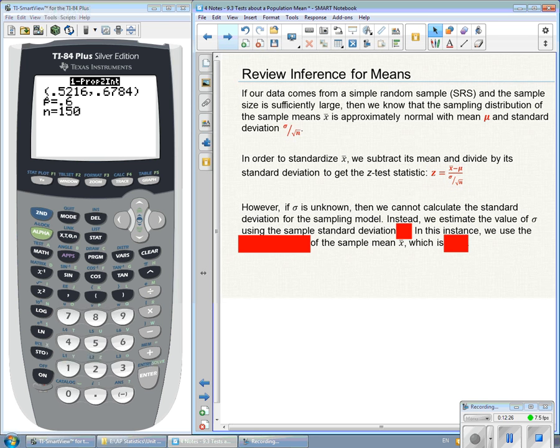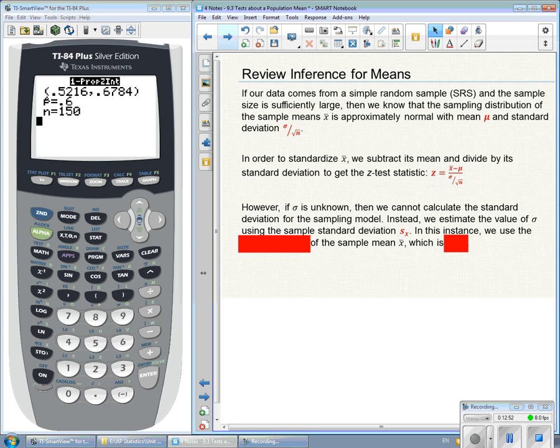Problem is, if sigma is unknown, which it is in most cases, then we can't calculate the standard deviation for the sampling model. Instead, we have to use our estimate of the value of sigma using our sample standard deviation, which is denoted with an s sub x instead of sigma. Remember, all the Greek notation refers to our population. All of the regular alphabet letters refer to our sample.